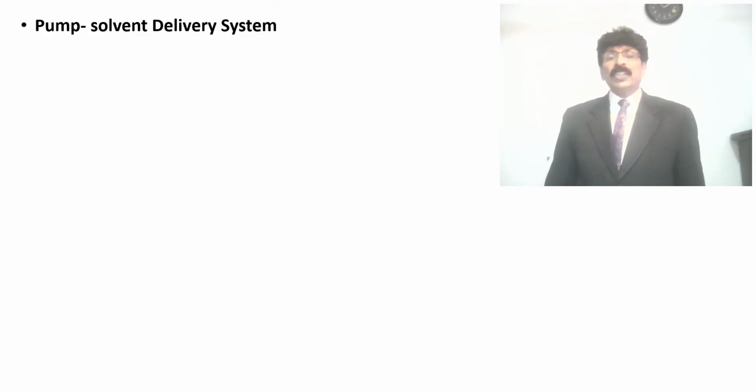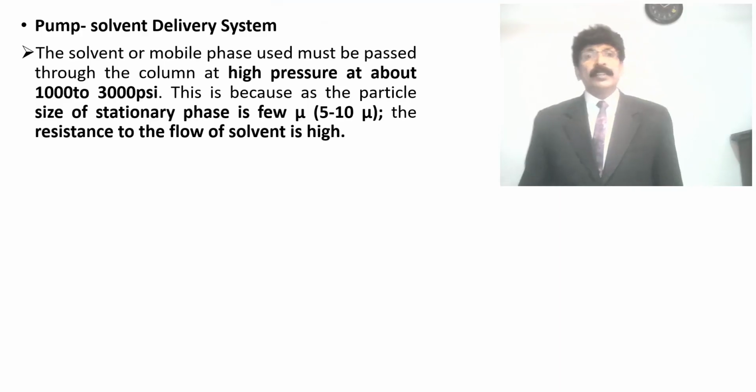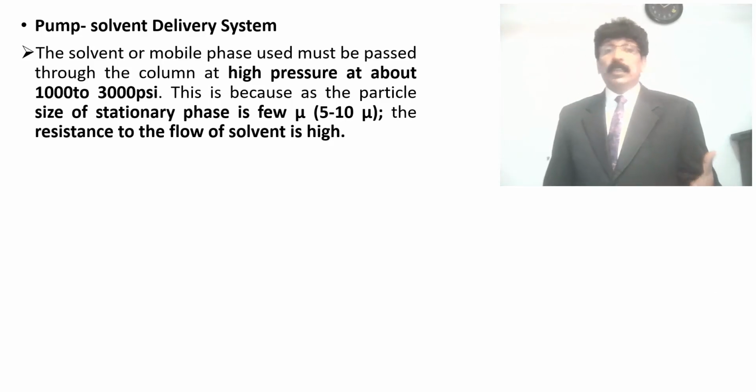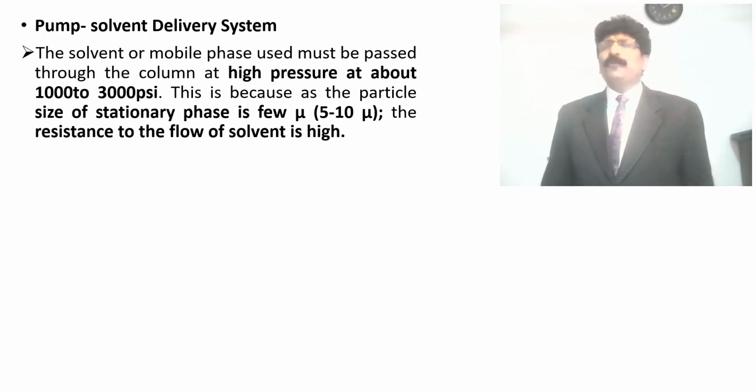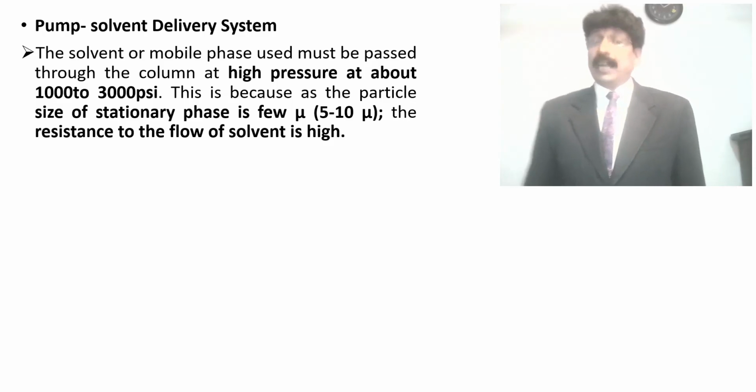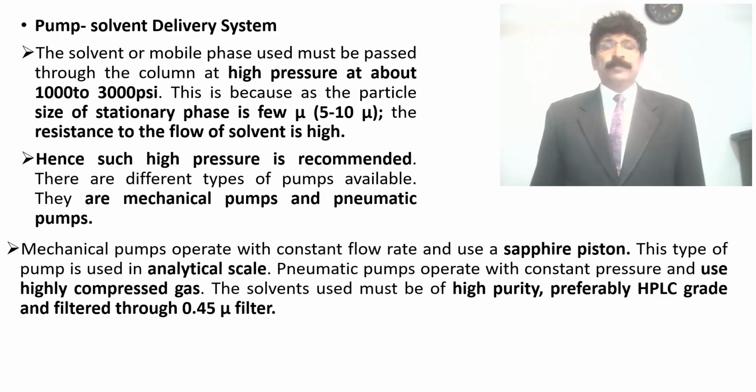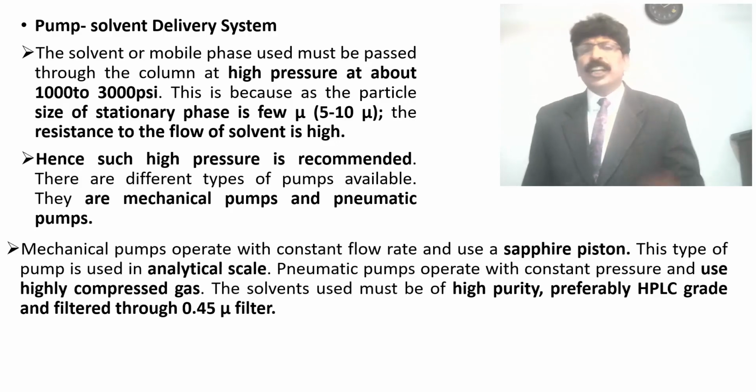The pump and solvent delivery system: the solvent or mobile phase used must be pushed through the column at high pressure, about 1000 to 3000 psi. This is because the particle size of the stationary phase is a few microns, 5 to 10 micron, so the resistance to the flow of the solvent is high. Hence, such high pressure is required. High pressure is recommended.